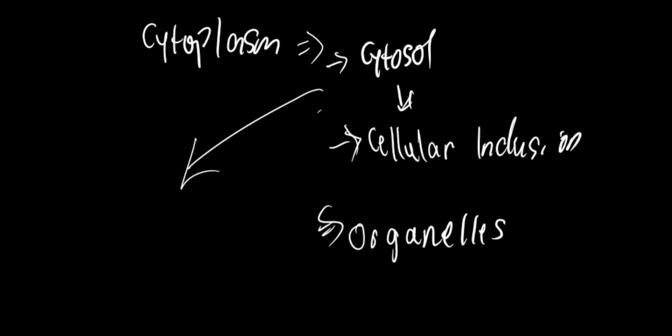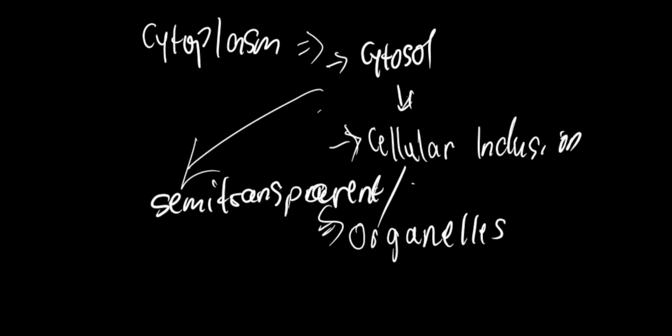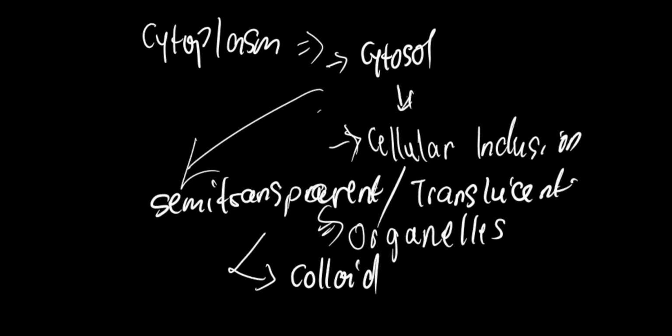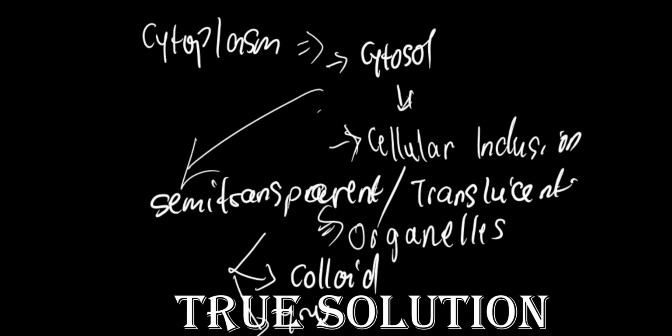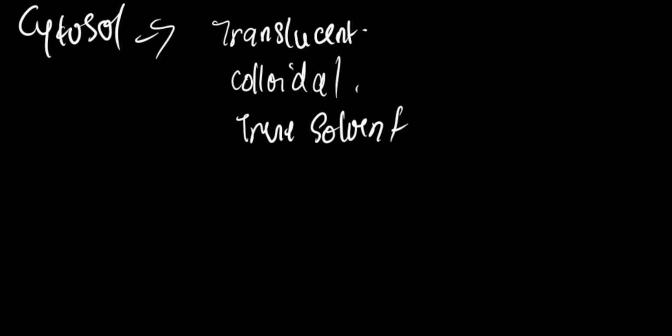The cytosol is of course what we earlier defined as that semi-fluid, semi-transparent substance that we have. When something is semi-transparent, it's translucent. It has certain colloidal characteristics, and in addition to having colloidal characteristics, it also acts as a true solvent. It contains some dissolved ions, dissolved proteins, electrolytes, and so on. They're all dissolved within the cytosol, not the cytoplasm. The cytoplasm would be the umbrella term for the cytosol, the organelles, and the cellular inclusions.